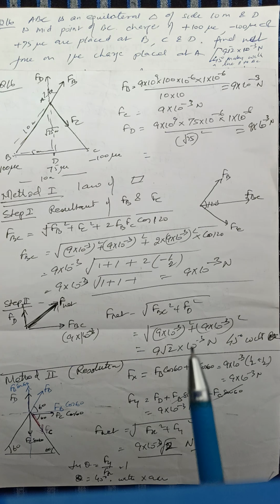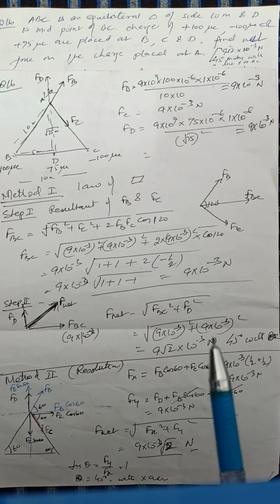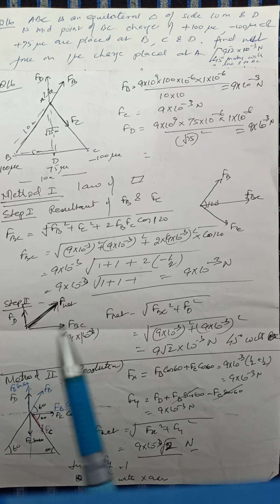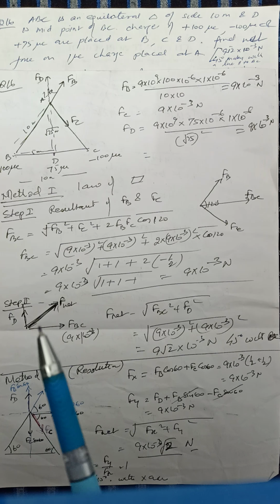We have calculated the value. FD is already 9 × 10^-3. Calculated the first step. So the total force is 9 root 2 × 10^-3 Newton. Since both the forces are equal, the resultant will bisect the angle between them. Total angle is 90, this is 45. So it will make 45 degree with the horizontal direction, or with a line which is parallel to BC.